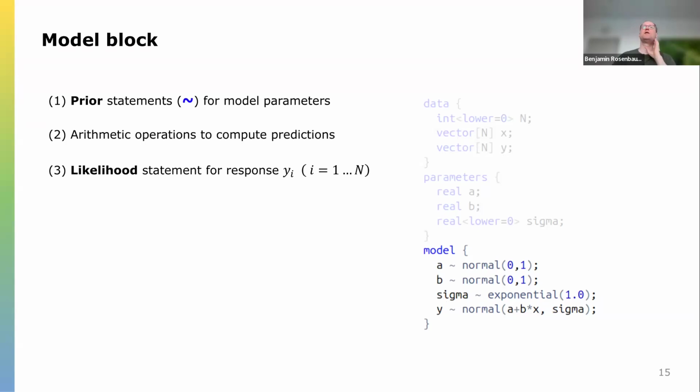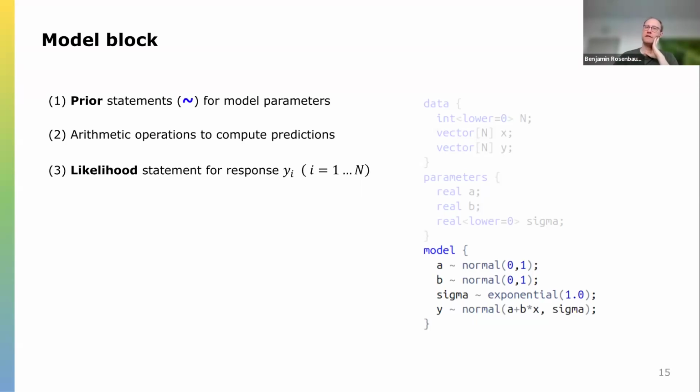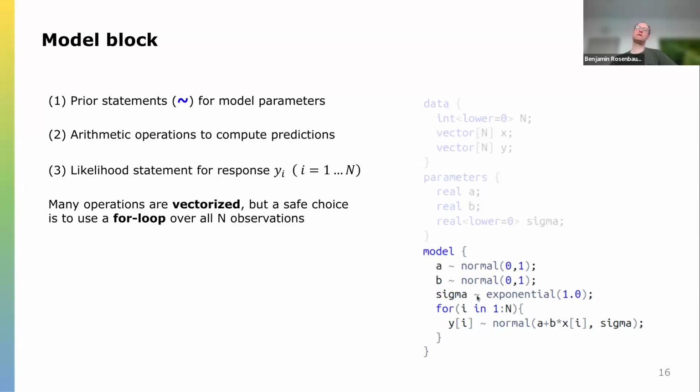I used a vectorized form here for all the data points Y, and many operations in Stan are vectorized. But when I code, I usually first start with coding a for loop for all the data points, and only if that works do I maybe move on to the vectorized version. This for loop goes from 1 to n, where n was defined here as the number of observations. Then each response is normally distributed around the prediction generated by A plus B times the predictor value of the ith observation.